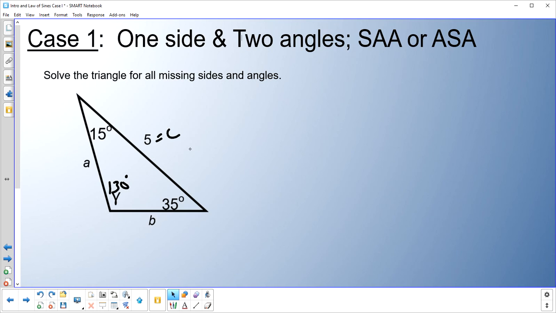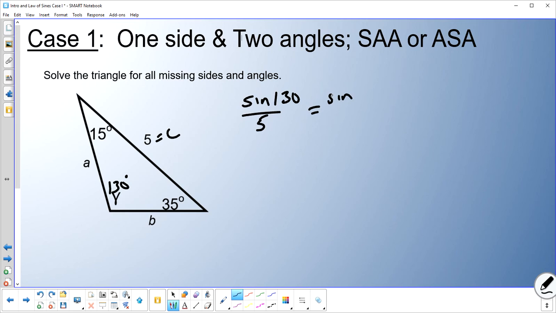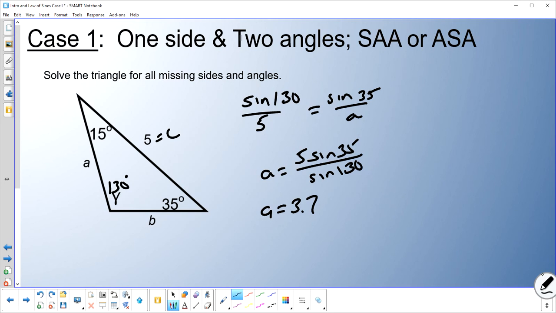Now it doesn't matter whether we find A or B first, but I'm going to set up sine of 130 over 5 equals, and I'm just going to find A first, sine of 35 over A, and solve this. That tells me that A is going to be sine of 35 over sine of 130, I need to plug that into my calculator. And if I plug that in, I'm going to get that A is 3.7.